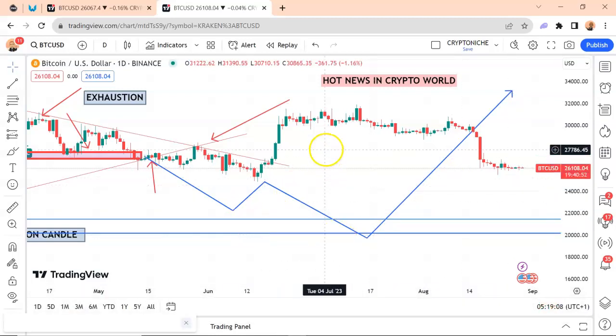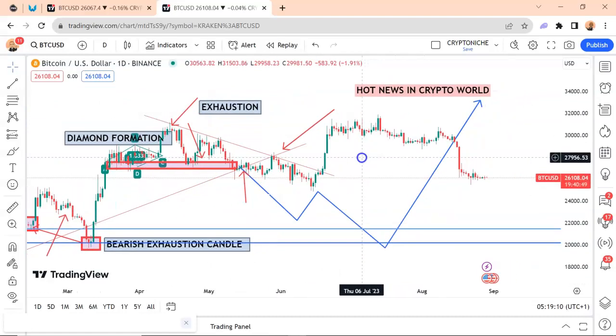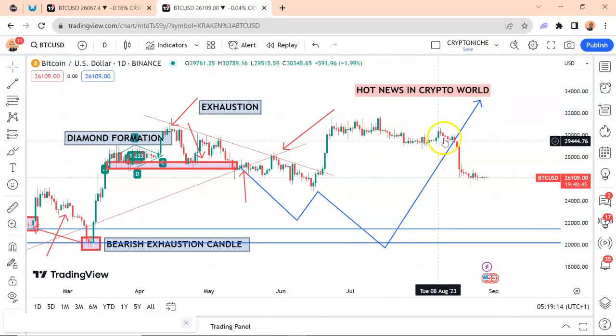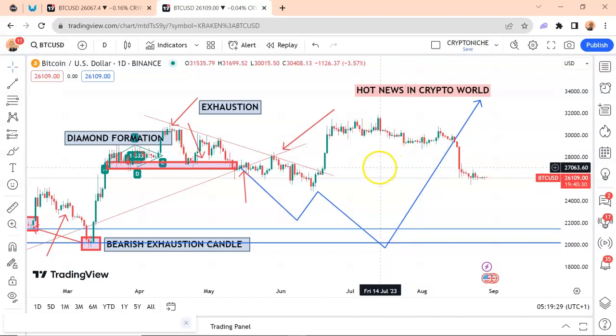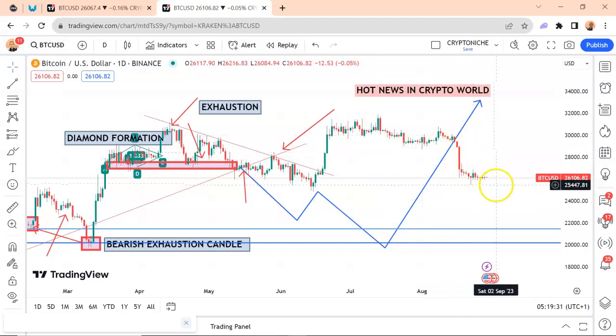As you can see, there's been a lot of ranging, a lot of, let me call it, frustrating price action. That would be the right word for it. It has been a lot of frustrating price action right here. Then boom, it crashed.